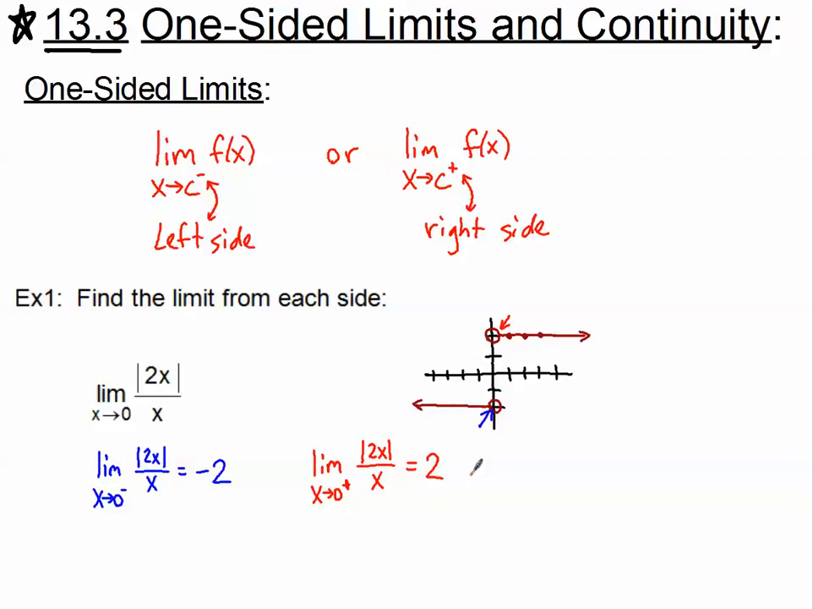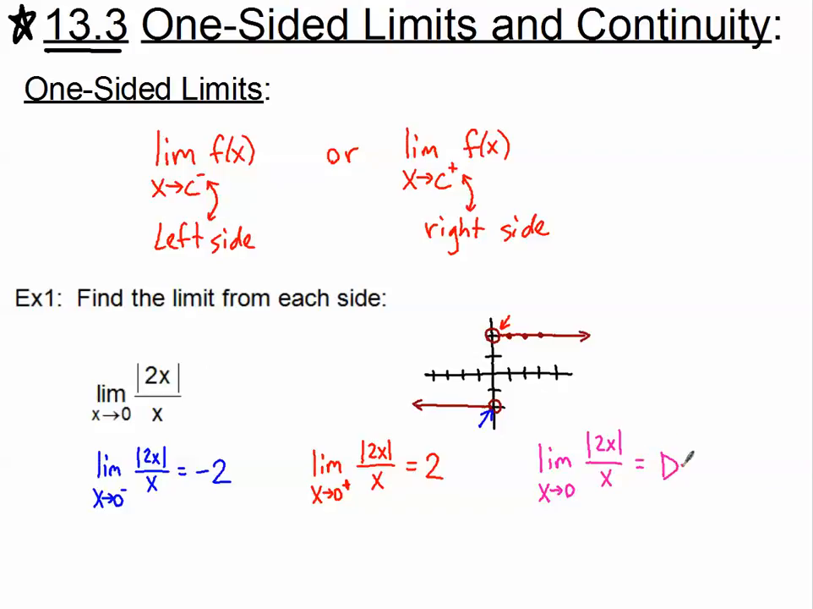So last question, what if I actually wanted the limit as x approaches 0 of this function? We can call it the overall limit. If this is the left-sided limit and this is the right-sided limit, then maybe we call this the overall limit. And what would that be equal to? What is the limit as x approaches 0 of this function?